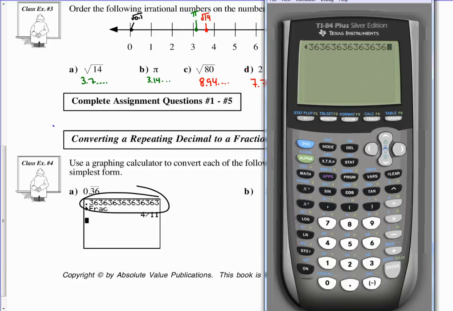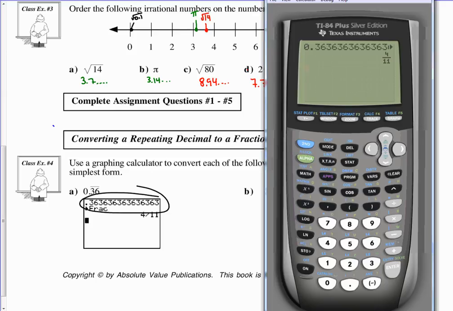Then we push the math button because we want to change this to a fraction. This is a great thing; you'll use this every day. The math button and number 1 says fraction. You push 1 or just push enter. Math, enter, enter. This will change it to a fraction for you: 4 over 11. If you use a scientific calculator, it depends on which one.